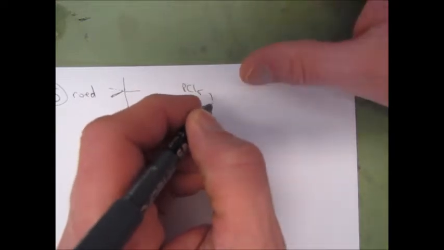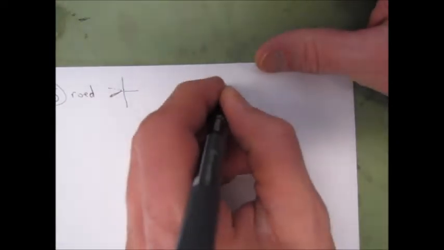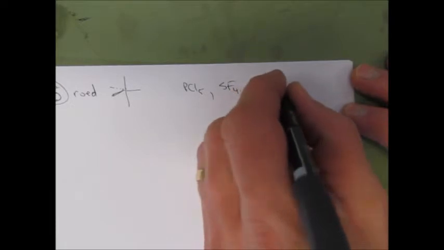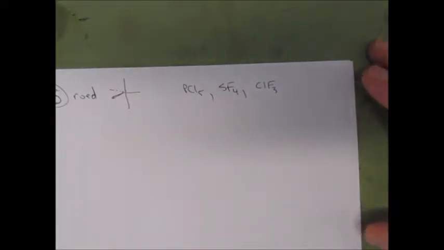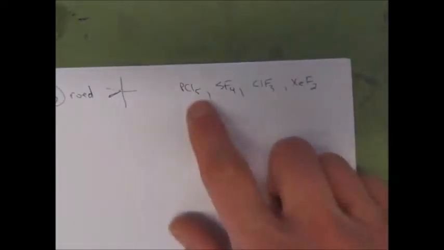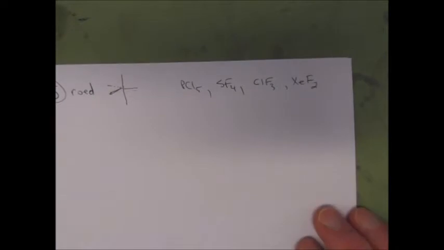So I would just list a few classic examples. You can have that. You can have SF4. You can have, I don't know, chlorine with 3 fluorines. Xenon with 2. So when you look at this, it doesn't look like any obvious, automatic, makes-sense reason.